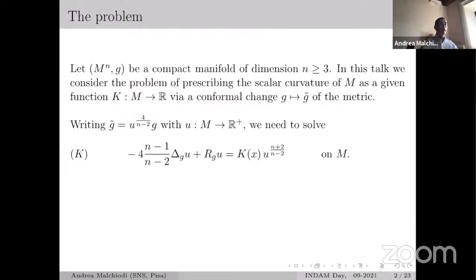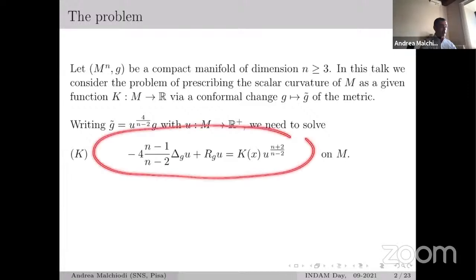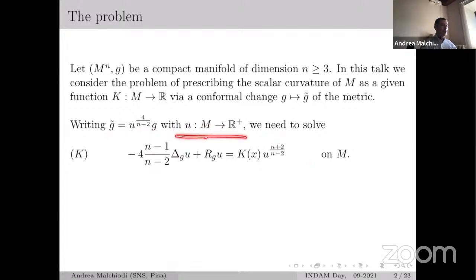Okay, so a conformal deformation of the metric means point by point of scaling a background metric g by a positive factor, which is convenient to write in this form. So this makes the equation nicer. So u is a positive function on the manifold. And the equation you need to solve, if you want to study the above problem, is the following one. Okay, so K is the given function and u is the unknown. Okay, we want to find a positive solution of this equation.